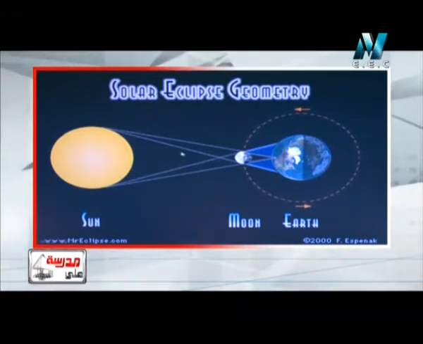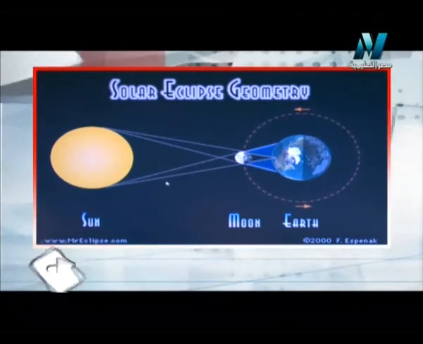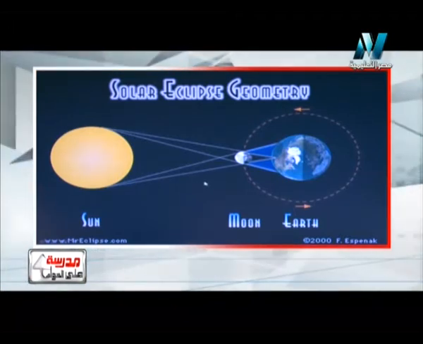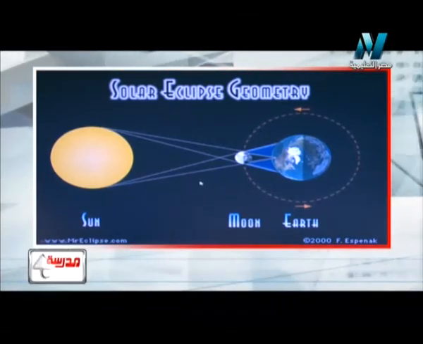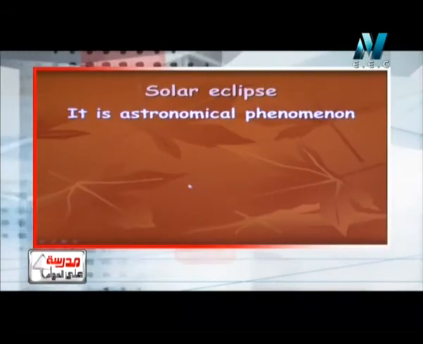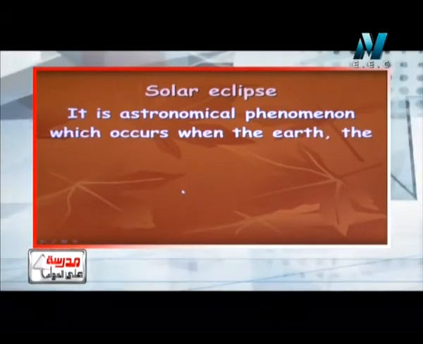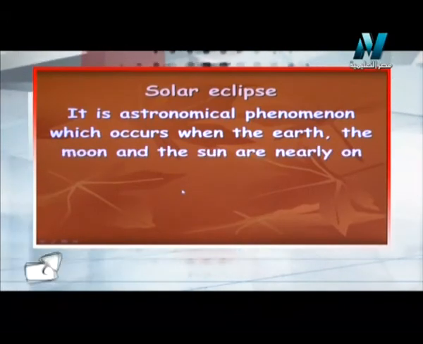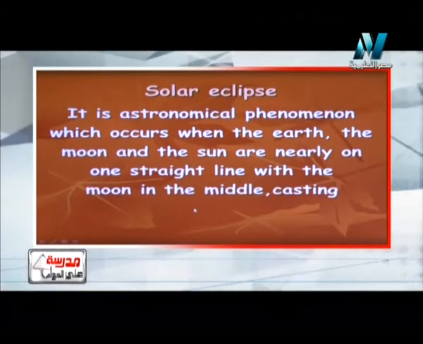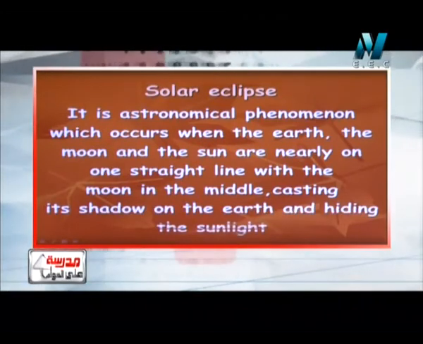Again, solar eclipse occurs when the earth, the sun, and the moon are all on the same straight line, with the moon in the middle, between the sun and the earth. So we can make easily a very simple definition for solar eclipse. Okay, solar eclipse is an astronomical phenomenon. هو ظاهرة فلكية. It's an astronomical phenomenon which occurs when the earth, the sun, and the moon are nearly on a straight line, with the moon in the middle, casting its shadow on the earth and hiding the sunlight.